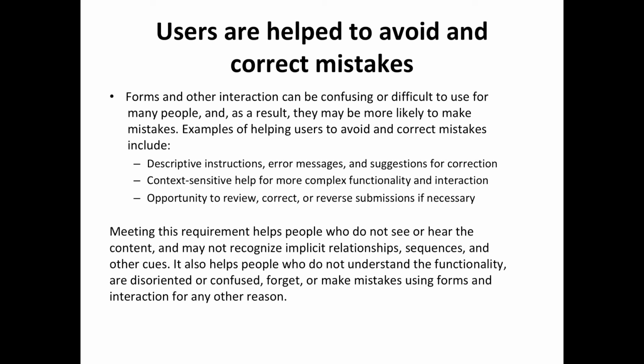So meeting this requirement helps people who do not see or hear the content. They may recognize implicit relationships, sequences, and other cues. It also helps people who do not understand the functionality, are disoriented or confused, forget, or make mistakes using forms and interactions for any other reason. Having good form relationships, good semantic HTML, and clear instructions help all users use your site, like your site, and want to use it again.